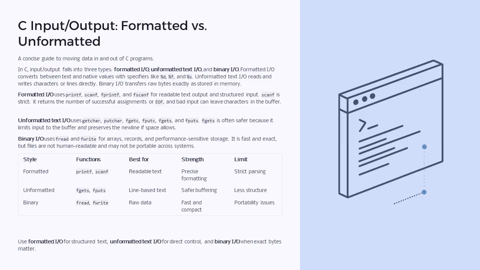The last one, style binary. Functions are fread, fwrite, best for raw data. Strength is fast and compact. Limit is portability issues. Use formatted I/O for structured text, unformatted text I/O for direct control, and binary I/O when exact bytes matter.